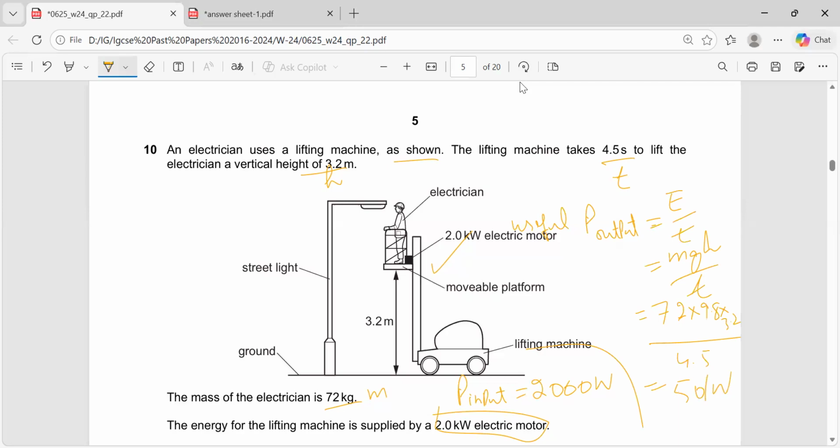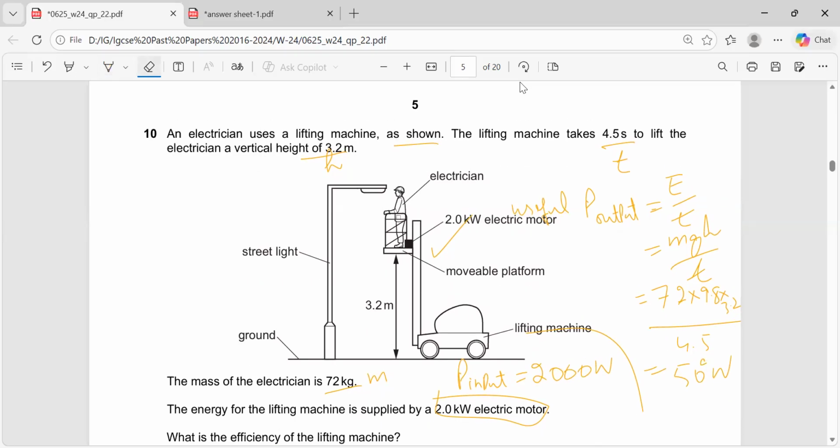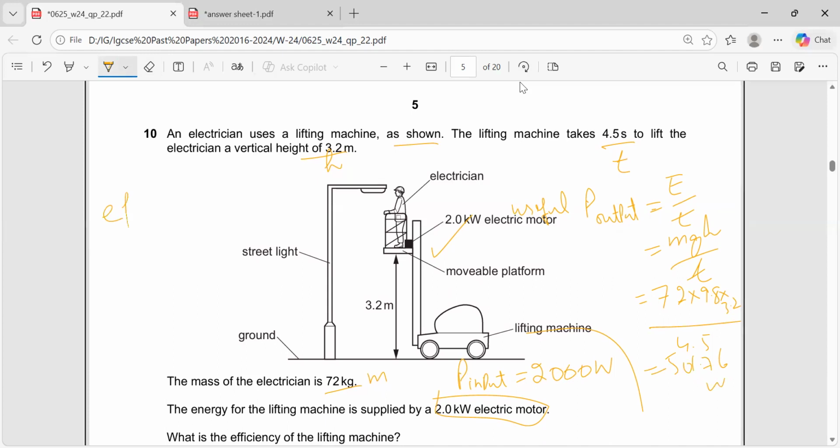Please, pick up your calculators. Don't sleep, all of you. Pick up your calculator. 72 times 9.8 times 3.2 over 4.5, and the answer comes to be 501.76. You can even write 502. No problem. So we can write 502 after rounding it off. So this answer, after simplification, is 501.76 watt.